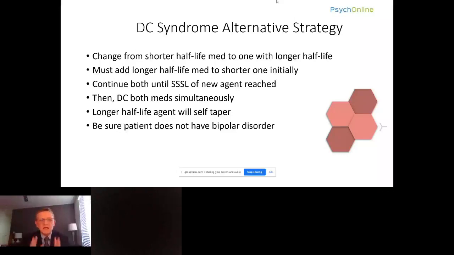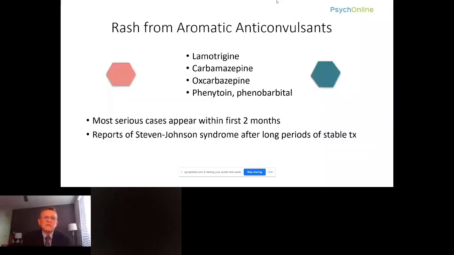And then stop both medications simultaneously. If you don't do that, it's going to take forever to taper the longer half-life medication. The longer half-life agent self-tapers, and you almost always avoid discontinuation syndrome. You just have to be sure, of course, if you're going to do this, that your patient can tolerate having 2 antidepressants together for 6 weeks. Make sure, for example, that they don't have bipolar disorder. We don't want to provoke mania or rapid cycling.